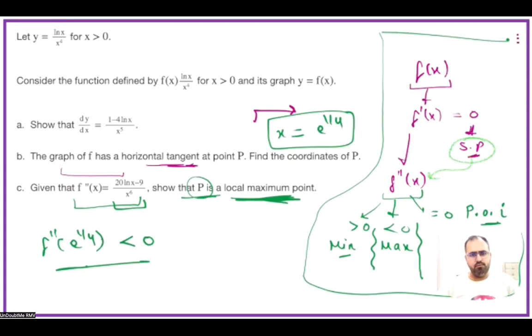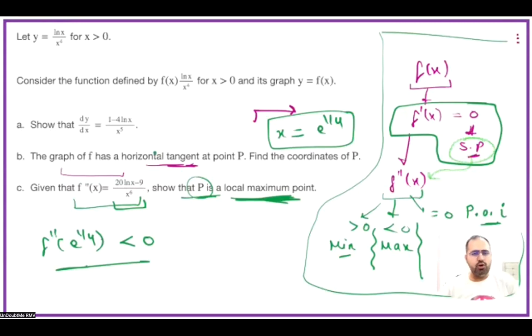So I need to put the value of x in f double dash of x and see if it's negative or positive. Yes, x is equal to e to the power 1 by 4, and then check. But then don't we normally first find f dash of x, equate that to 0, and then do we put the double differentiated part equal to 0 and see if it's negative or positive? No. Look, what you are saying is, here f dash x equal to 0.